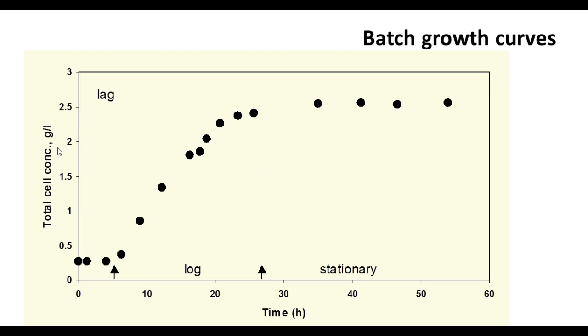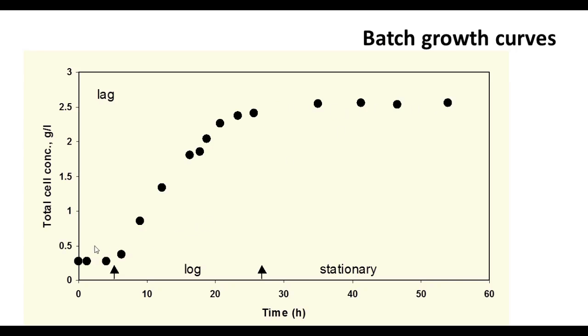The total cell concentration in gram per liter is on the y-axis. The time of growth is on the x-axis. As you can see, till about, let us say, 5-6 hours, there is no change in the total cell concentration. At around 6 hours, the cell concentration starts to increase till about 28 hours, and then it goes flat.